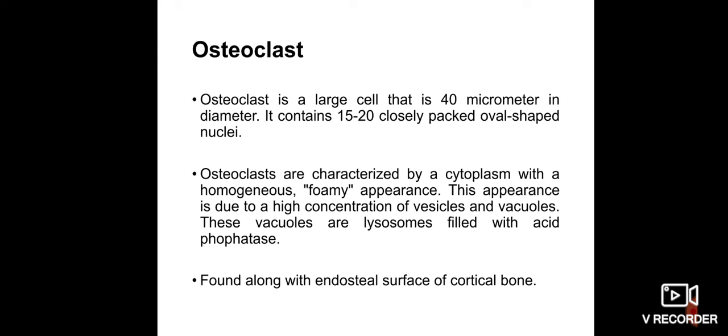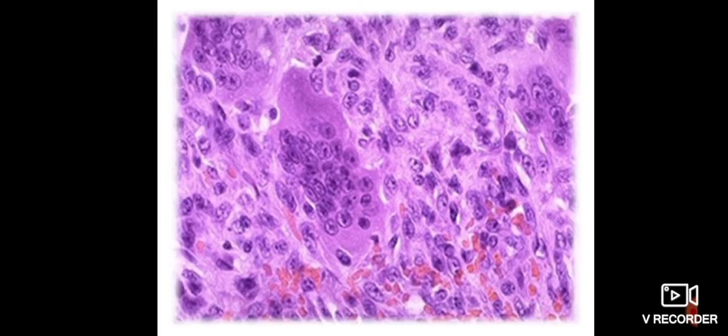Osteoclasts are large cells around 40 microns in diameter. They have 15 to 20 oval shaped nuclei. The cytoplasm will have a foamy appearance, and that foamy appearance is mainly because of a high concentration of vesicles and vacuoles. These osteoclasts are normally found along the endosteal surface of cortical bone.